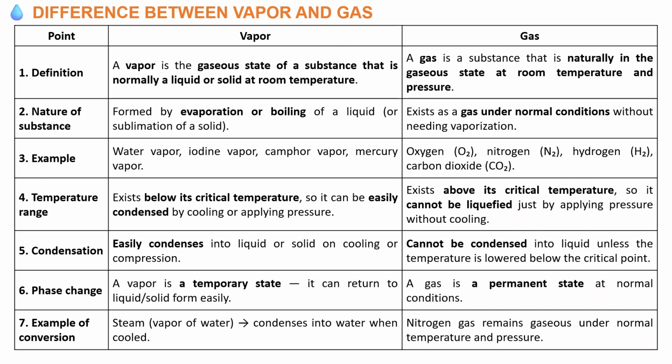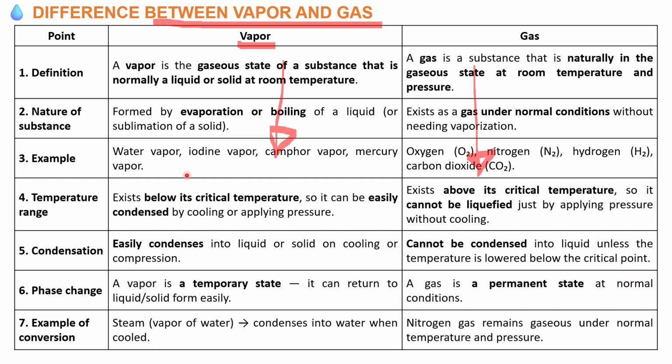Before we go for different laws, first we must understand the difference between vapor and gas. When the question is asked in the exam, differentiate between vapor and gas, you make two separate columns and write the differences like what is shown here. So what is the major difference between vapor and gas?